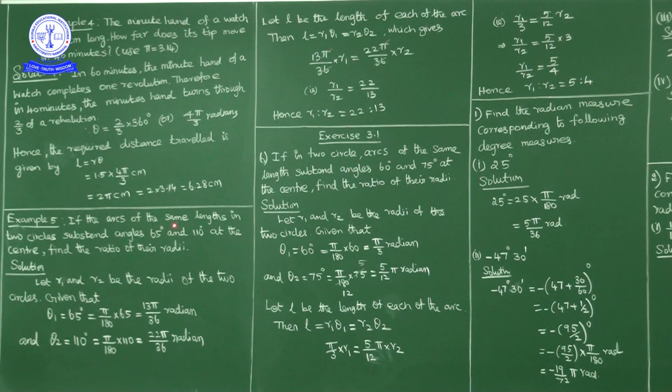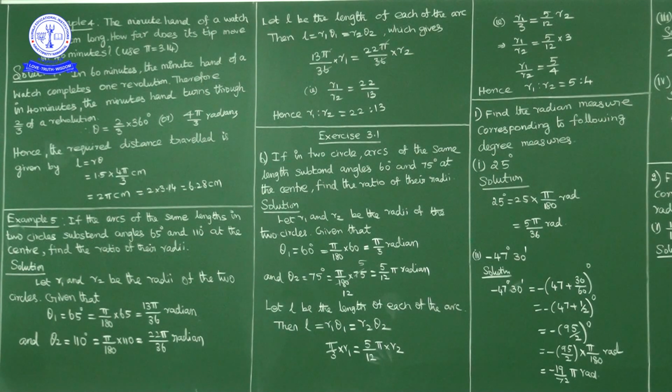If the arcs of same length in two circles subtend an angle of 65 degrees and 110 degrees at the center, find the ratio of their radii. Here what is given? Length of arc of two circles.